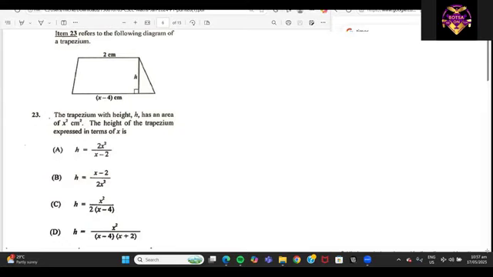So if you don't know it or can't remember it, the formula for the area of a trapezium, I put it like this: area is equal to a half, (a plus b), which are the parallel sides, times the height. So that's the formula for the area of a trapezium.